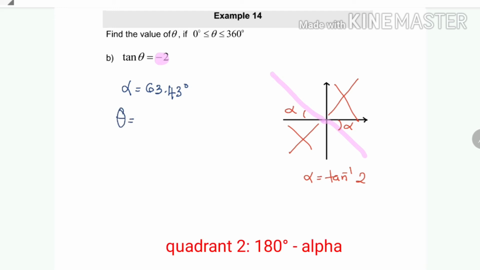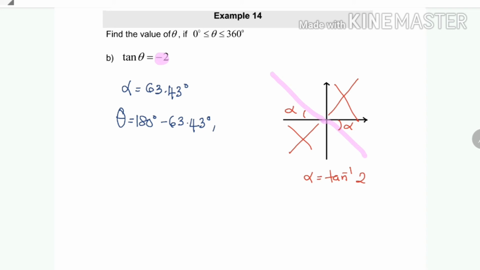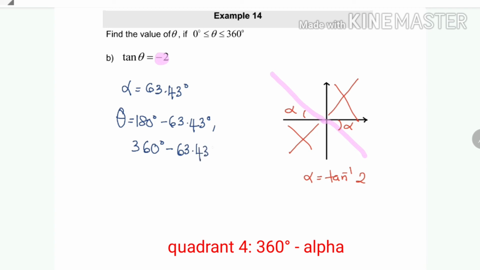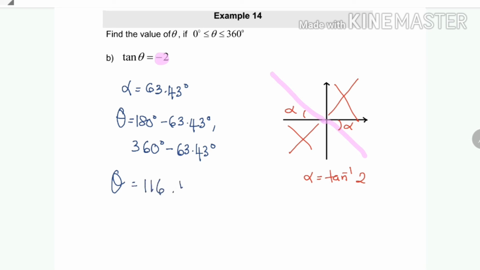Theta lies on the second quadrant. Therefore, we can say that 180 degree minus 63.43 degree. For the fourth quadrant, we use the formula 360 degree minus 63.43 degree. Finally, theta equals 116.57 degree and 296.57 degree.